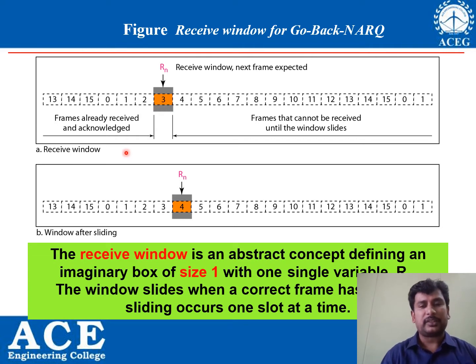For instance, if I have received frame number 3 and that is acknowledged, my next expected frame to receive is 4, and now the RN value becomes 4. The receive window is an abstract concept defining an imaginary box of size 1 with one single variable RN. The window slides when a correct frame has been received, and sliding occurs one slot at a time.